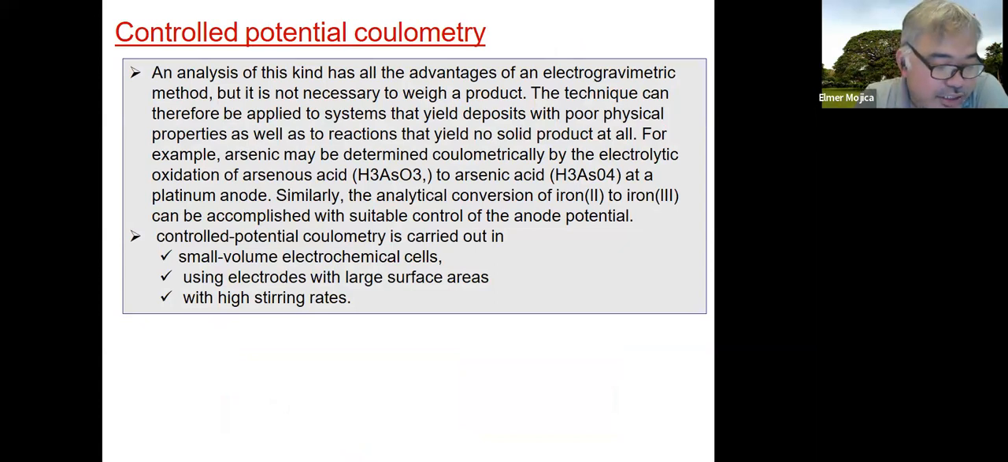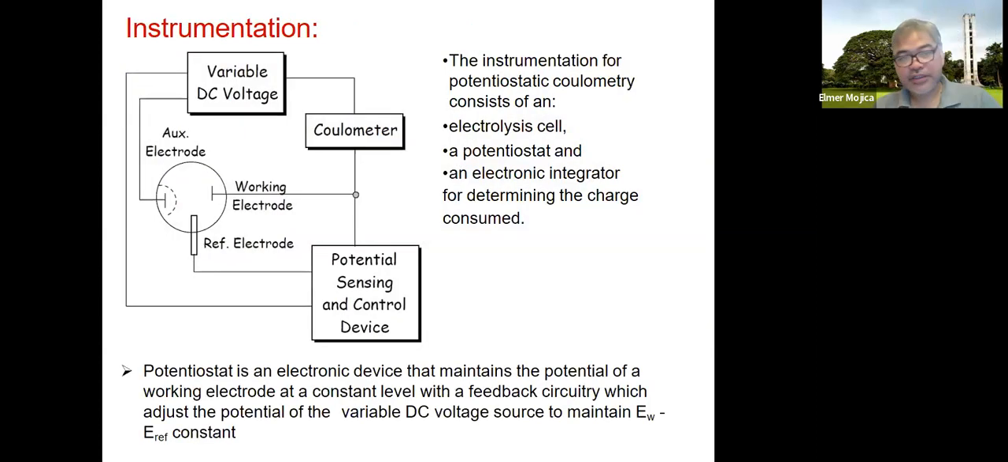So you can carry out this potentiostatic coulometry in a small volume electrochemical cell using an electrode with large surface area or with high stirring rates. And if you're going to look at the instrumentation that we have, usually this looks like this. So you have what? An electrolysis cell, a potentiostat, and an integrator. And if you're going to look at this, how many electrodes do you have? Anyone?